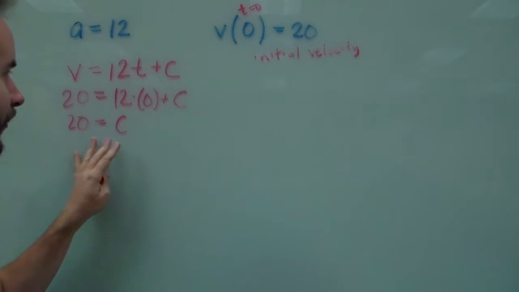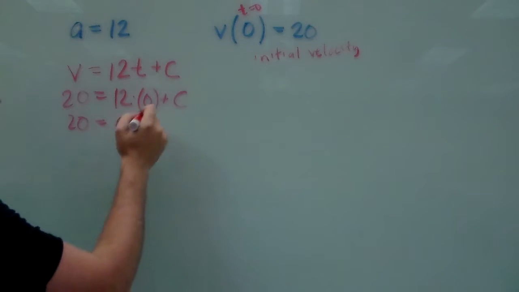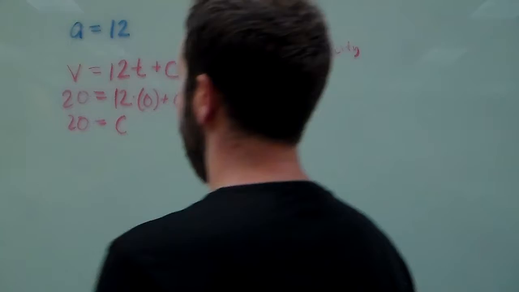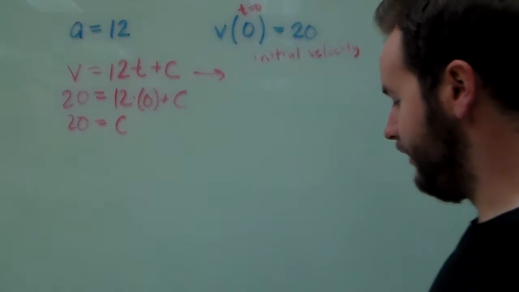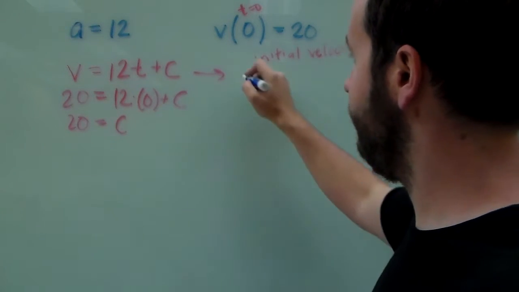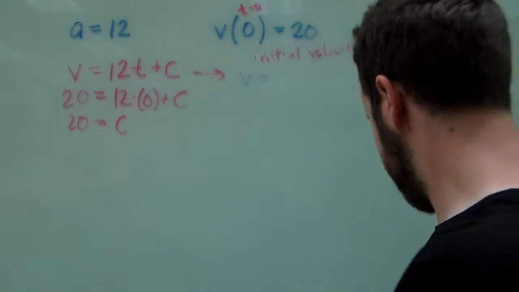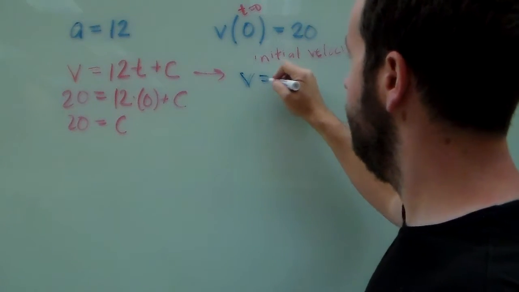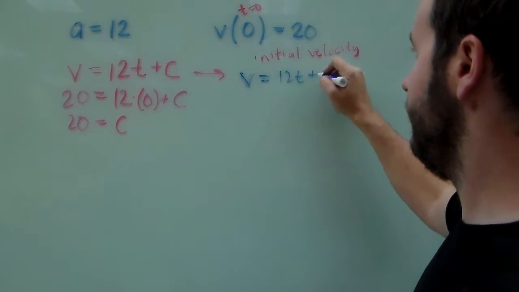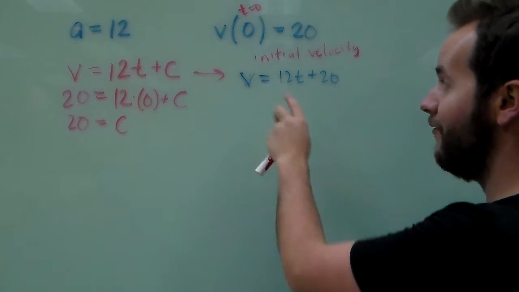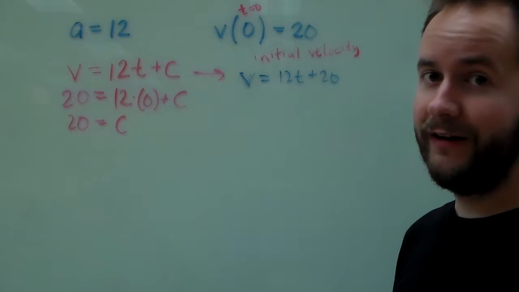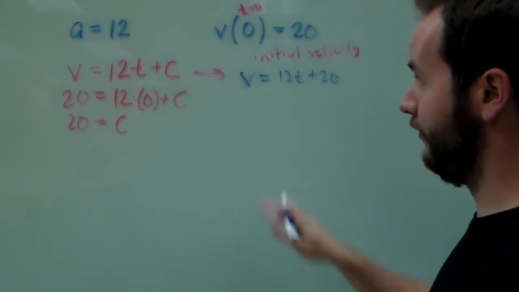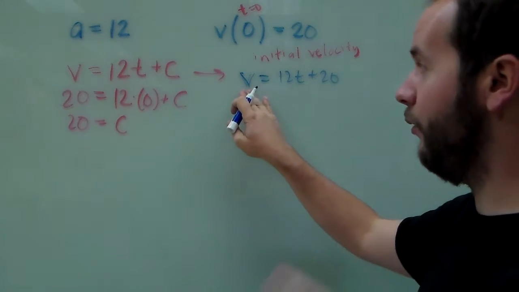This is hugely important information because now that I have this, I can take my velocity function, which was v equals 12t plus c, and update it. I can now tell you the velocity function is now 12t plus 20. Well, this is great. Now I've got a velocity function, and the last thing I want to find is how far she's traveled in 2 seconds. So this is velocity. I don't want velocity, I want her position.